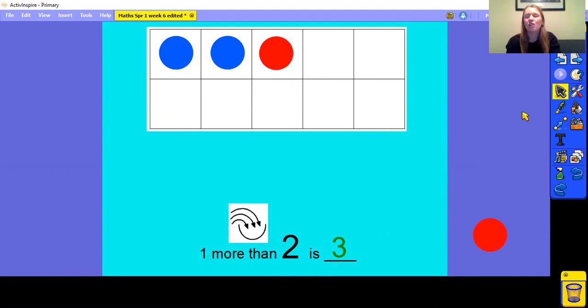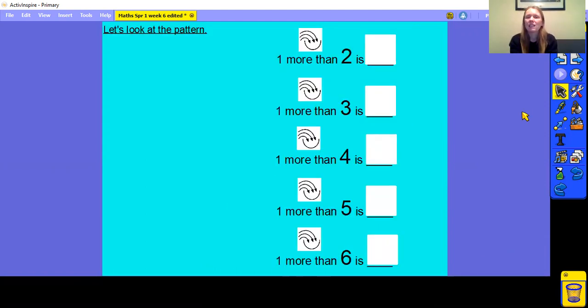Now, just like yesterday, we're going to be looking for a pattern when you've answered all of these questions. What I'd like you to do, use your 10 frame if that helps you. If you think you know the answers without your 10 frame, you can do that too. Pause the video while you have a go, then come back and we'll try and find the patterns.